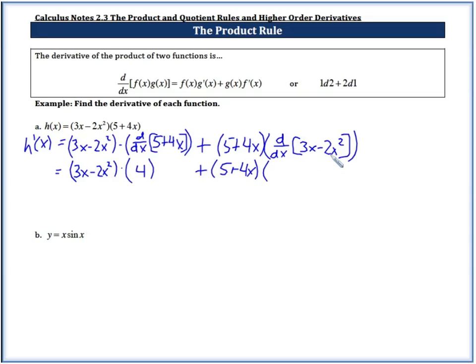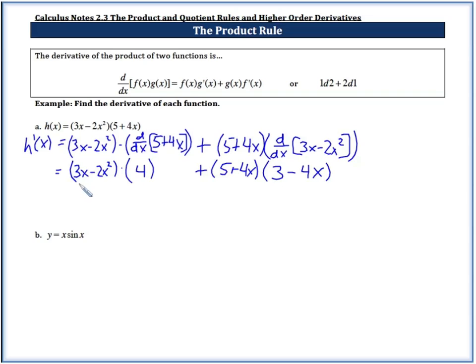And then the derivative of this one, we use the power rule as well as the sum and difference rule. So the derivative of 3x is 3, and the derivative of negative 2x squared is minus 4x. Again, the 2 times negative 2 is negative 4, and then we decrease the exponent by 1, and we're at 1.